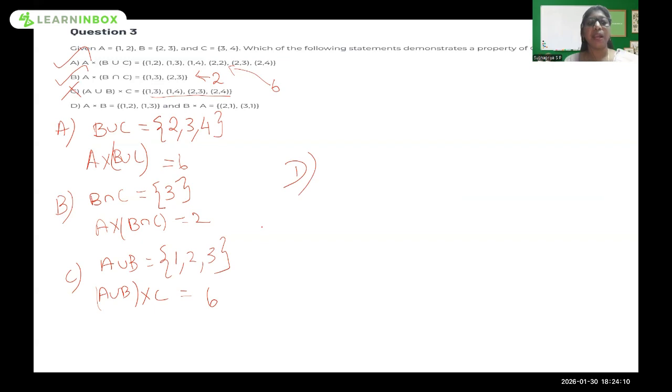For D part, we are asking A cross B. For A cross B, we must have 4 elements, and the same for B cross A, we must have 4 elements. But they have given you just two elements for each, which is wrong. So only the first 2 options are right and the last 2 options are wrong.